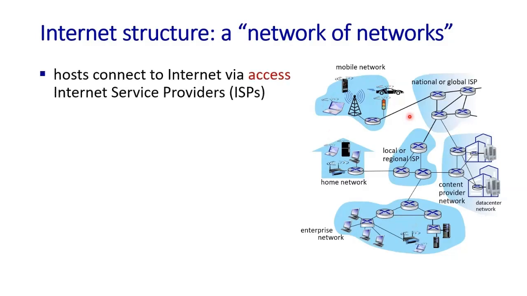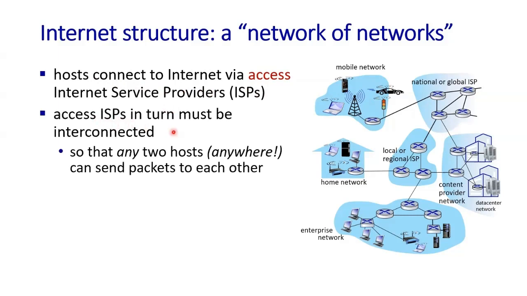So the answer is the ISPs. These end devices are connected to the internet using these ISPs. ISP means internet service provider. As we have already studied, the ISPs themselves are networks, networks of interconnected routers and links. So we connect to the internet with the help of these ISPs. So hosts connect to the internet via access internet service providers. Access ISPs in turn must be interconnected. Of course, they need to be interconnected in order for the packet to transmit from one end device to the other.